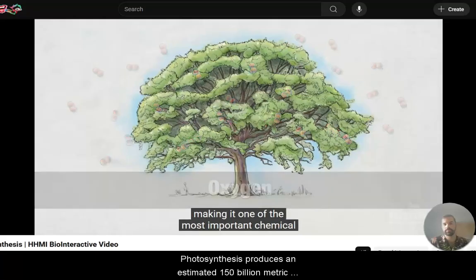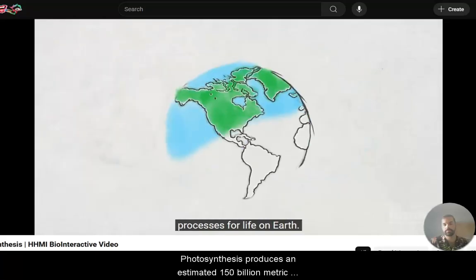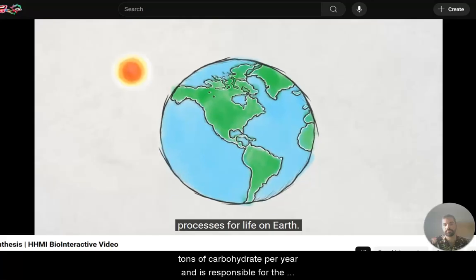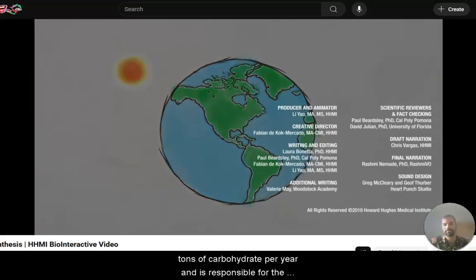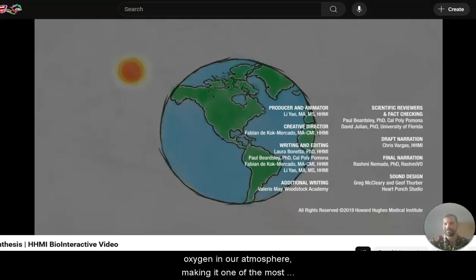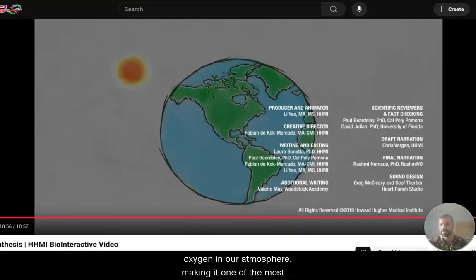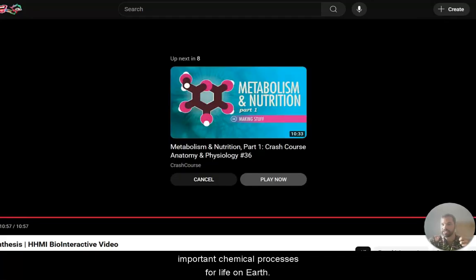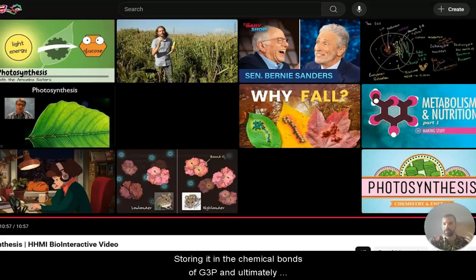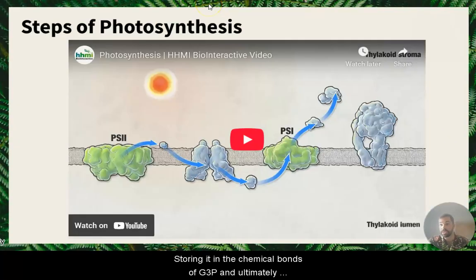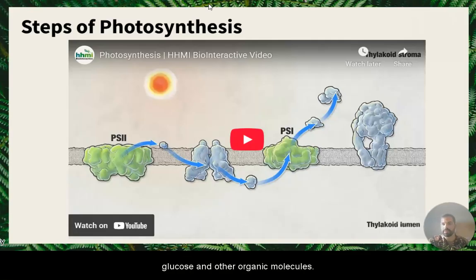Globally, photosynthesis produces an estimated 150 billion metric tons of carbohydrate per year and is responsible for the oxygen in our atmosphere, making it one of the most important chemical processes for life on Earth: accepting the carbon dioxide, capturing the energy, and storing it in the chemical bonds of G3P and ultimately glucose and other organic molecules.